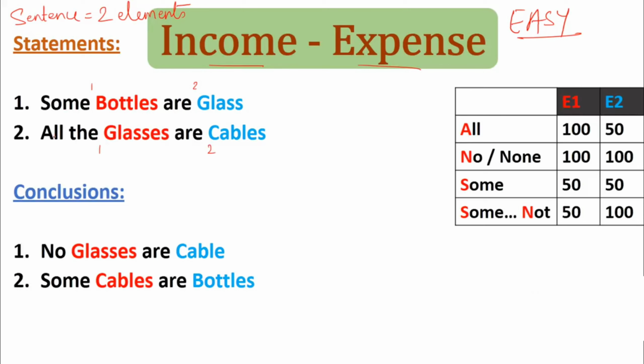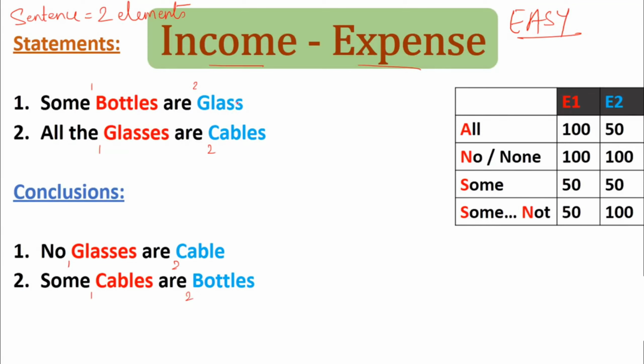The words some, all, the, are, is, of, all these things are not elements. Elements are like bottles, glass, words like red, pink, yellow, anything like that, circus, lion, tiger, all that stuff. But words like some, all, the, are, is, joining words, these are not the elements. Every sentence will have only two elements, be it statement or conclusion. So this again is two elements, first element, second element. Here also two elements. I have written the first element in red, second element in blue.